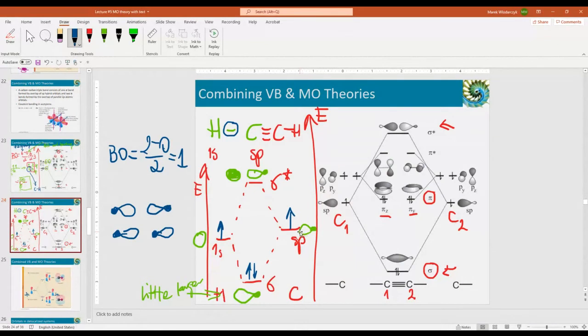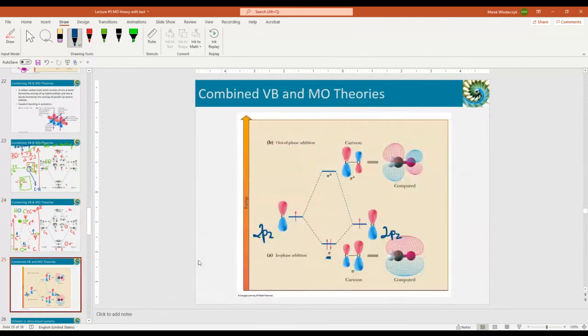But the anti-bonding interaction happens when you have an opposite sign of the function. So since we haven't changed the signs on the sp here, it's the same as on the bottom here. That means that you have to change the sign of the 1s. So darker means it's an opposite sign to the wave function that was before.